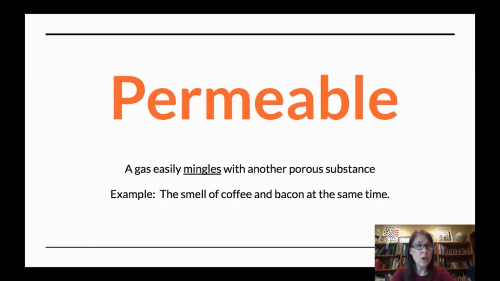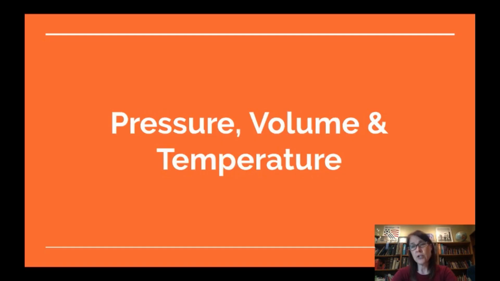Why is that? What assumption of the kinetic molecular theory accounts for gases' ability to be permeable or to intermix? That's right. There's actually 2 assumptions. One is that the gas is constantly moving, and secondly, all this empty space allows other gas molecules to fill in. Let's talk about the relationship between the pressure, the volume, and the temperature of gases.